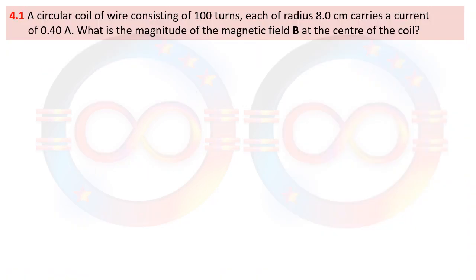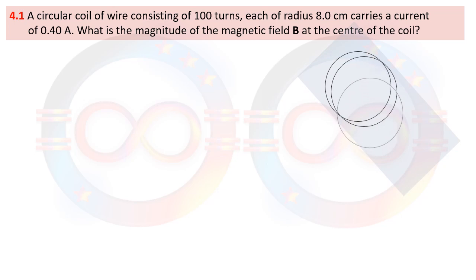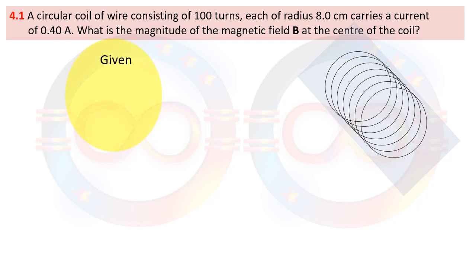Question number 1 is saying, a circular coil of wire consisting of 100 turns, each of radius 8 cm, carries a current of 0.40 ampere. What is the magnitude of the magnetic field B at the center? This is the circular coil having many turns; in the question it is saying it contains 100 turns. So let us take N is equal to 100, R is equal to 8 cm, and the current taken across the coil is 0.40 ampere.